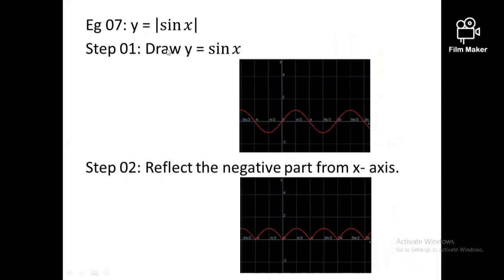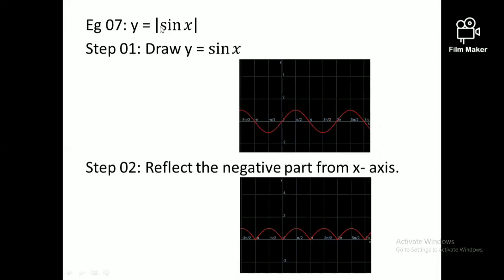Then the next graph is the modulus of sine x graph. Initially draw the y equals sine x graph. You know how to draw y equals sine x. It starts at 0, at pi by 2 it is plus 1, at pi it is 0, at 3 pi by 2 it is minus 1, at 2 pi it returns to 0, and it goes on like that, right?